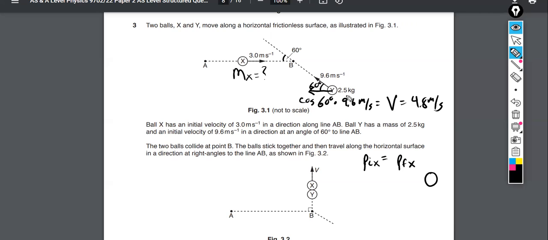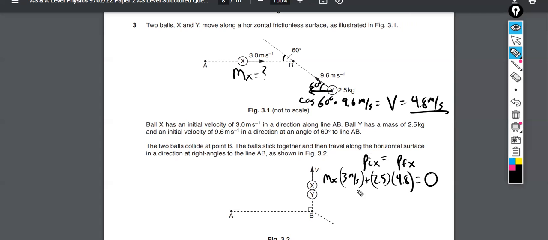They give us the mass of object Y. So we can think about, well, what's the initial momentum in the X direction? You've got the mass of X times its velocity, which is given, 3 meters per second, plus, and again, all we care about is the X component now, right? So we've got the mass of this object, 2.5 kilograms, times its X component of velocity that we just solved for here, 4.8. And again, the units are meters per second.